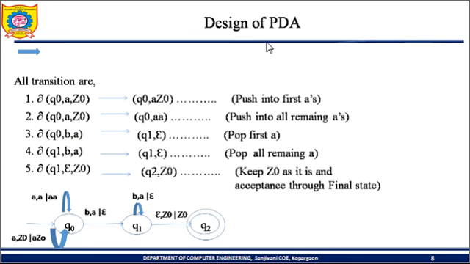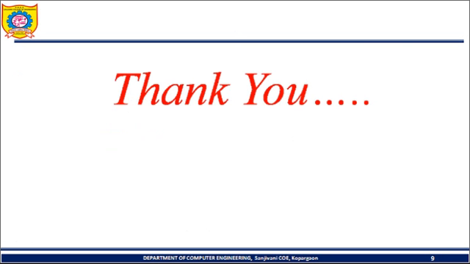Now the design through the final state. So what is the change? Here epsilon and Z0, and that will be shown by using a double circle. The remaining will be as it is. So in this way we can design the PDA for the given problem statement. I'll stop here. Thank you.